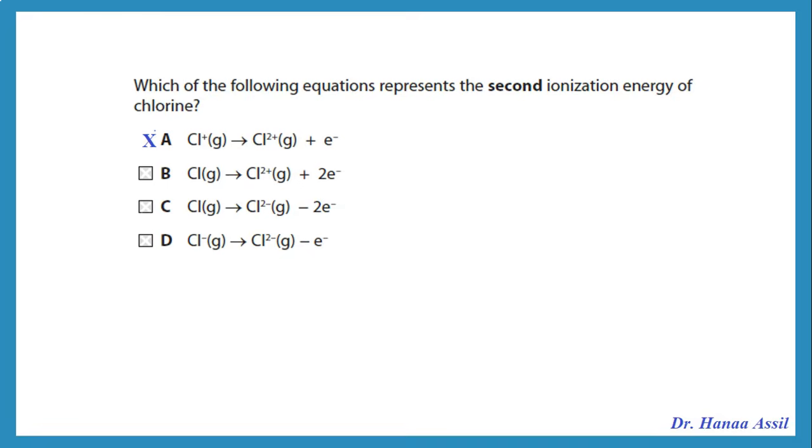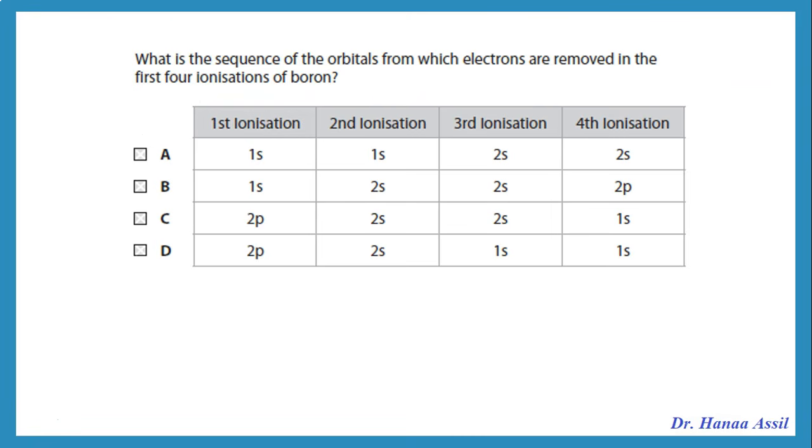Okay? So what is the sequence of orbitals from which electrons are removed in the first 4 ionizations of boron? So we look at boron. What is boron? Boron from the periodic table has atomic number 5. That means we're distributing 5 electrons, and you should know how to distribute 5 electrons. We put 2 into the 1s, 2 into the 2s, and I'm left with 1. It goes into the 2p.